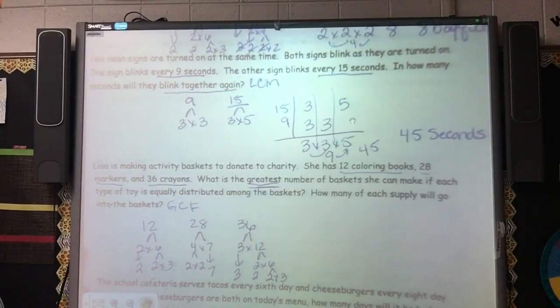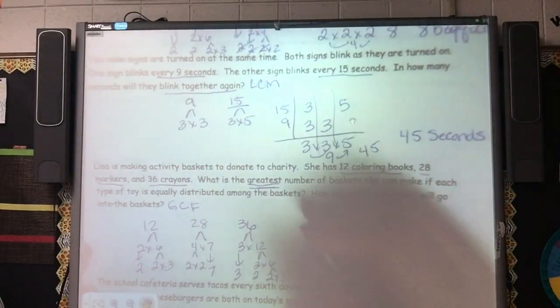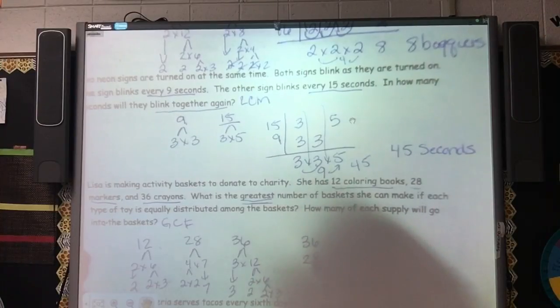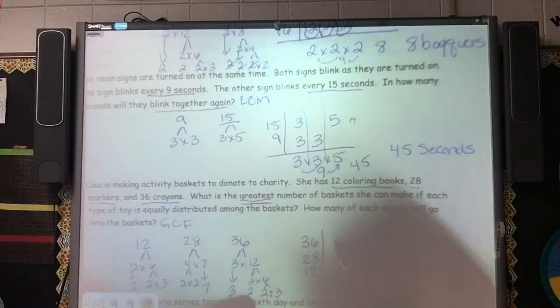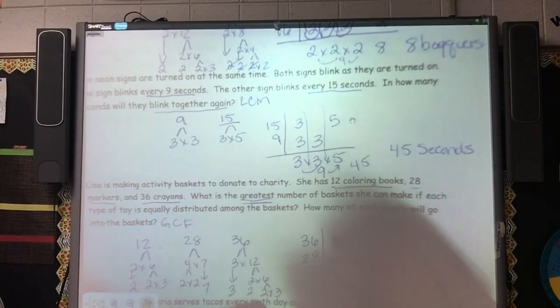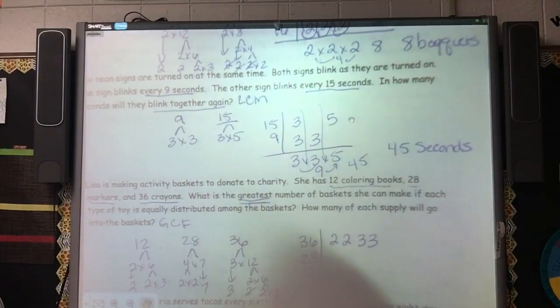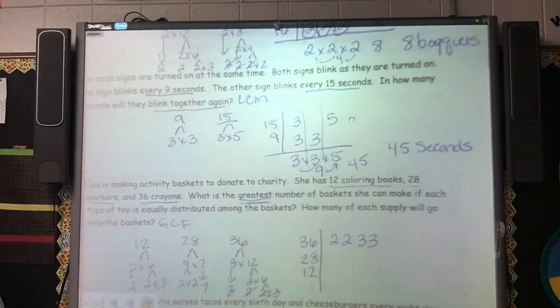Okay, once you have those done, I'm going to line them up. Now it looks like 36 has the most factors, so I usually put the one with the most factors on top. Alright, 36 has 2 2s and 2 3s. 2, 2, 3, 3. I didn't forget any, they're all off.